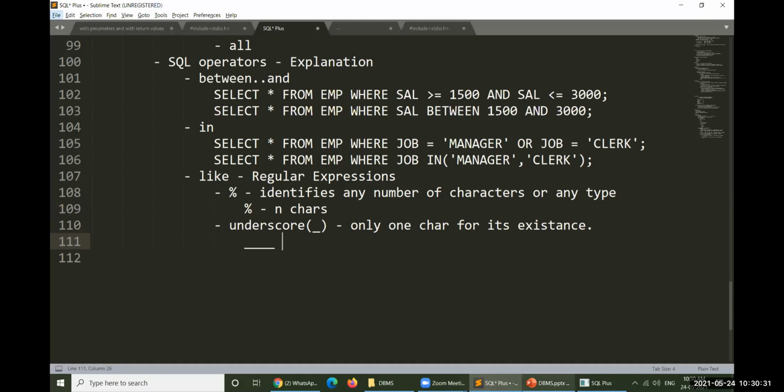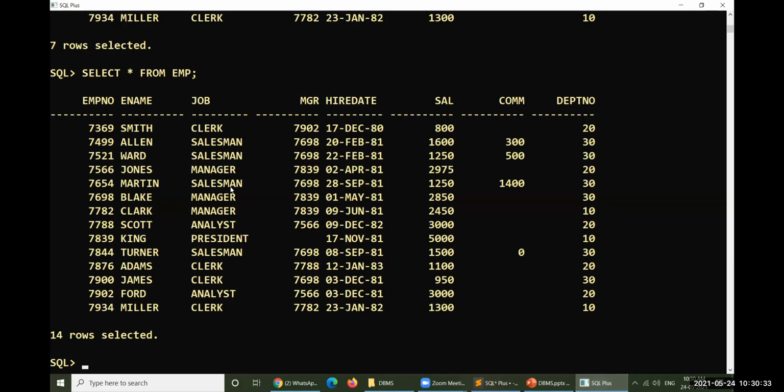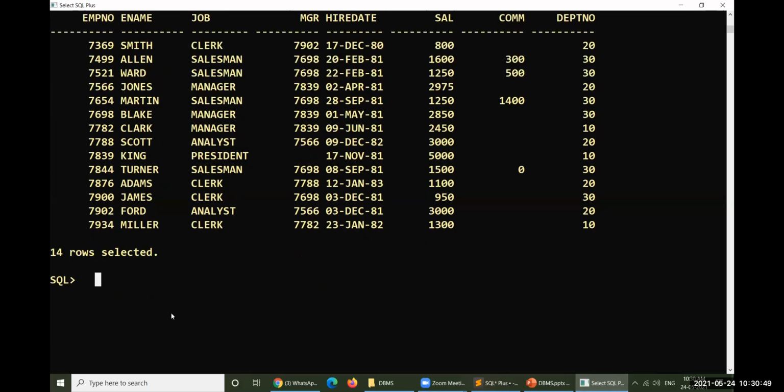So you can see, my question just before was that I know the first character of the person, but I don't know his full name. The first character is A. He may be Alan or he may be Adams. I don't know exactly. If I see the list, then I could identify. Something like that will be there with you.